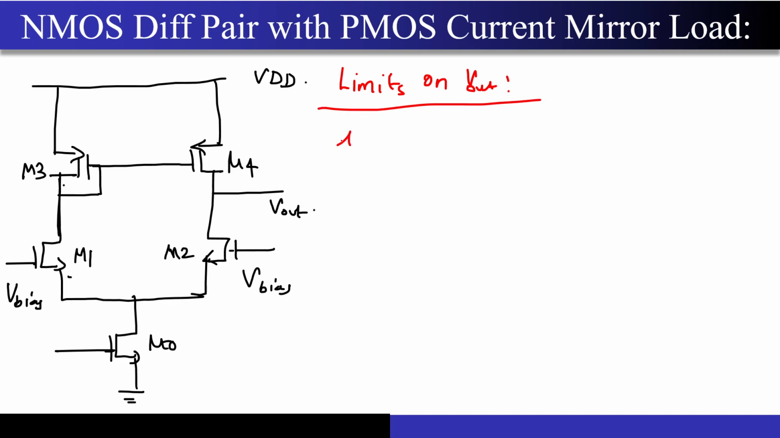So now if I talk about the upper limit, what will happen if I keep on ramping the V out very high? Which MOSFET is going to trouble me? Which MOSFET will be going into the triode first? Just look at this particular point. There are only two transistors, M4 and M2. If I keep on ramping the V out, will there be any effect on M2? Can M2 go into the triode because of ramping in the drain voltage?